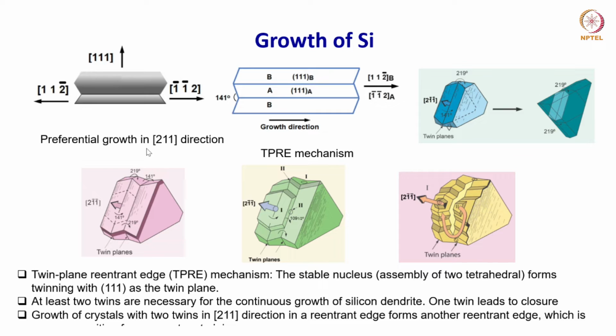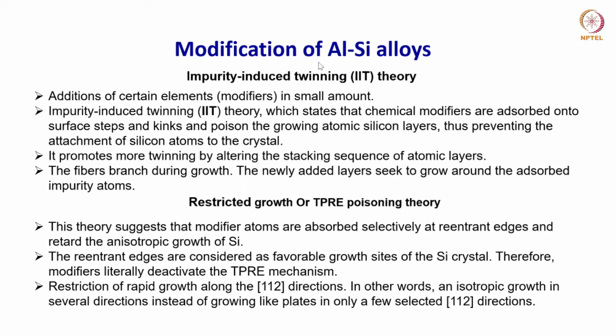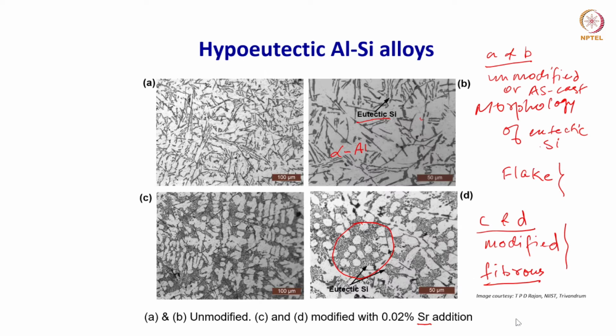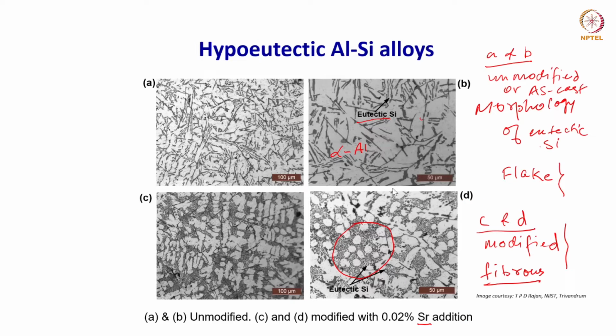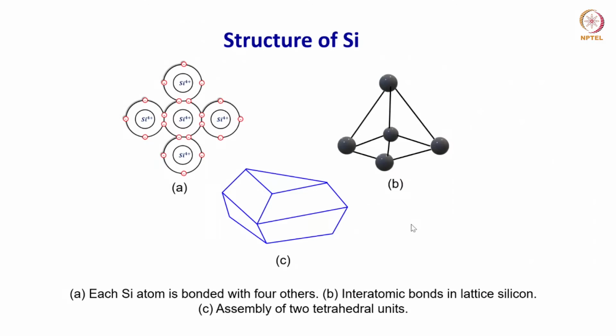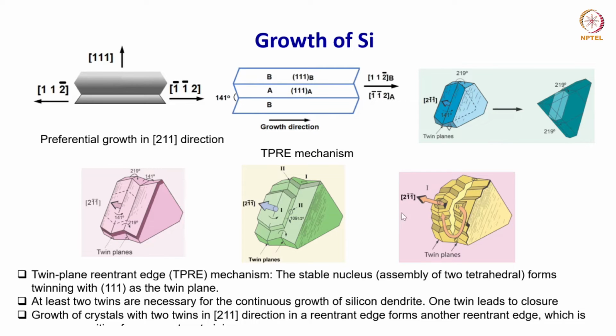Okay, so that is what is done when you do this modification by some minor additions that we talked about before. If you remember, in this particular micrograph, you have a small addition of strontium. Okay, so this is a modifier which was added to modify this morphology, right? So when you do this kind of addition, it can actually retard this particular mechanism of growth, right?